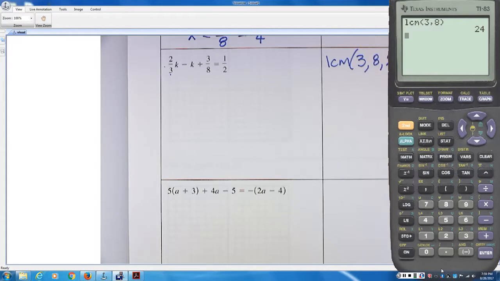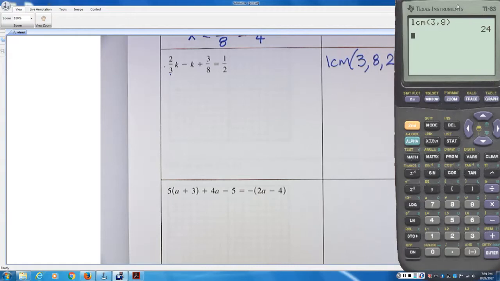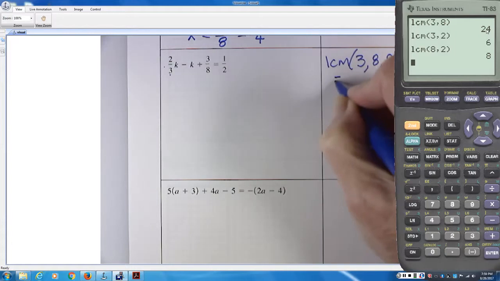So for example, if I didn't realize that 8 was even just like 2 was, and so I didn't really need to put the 2, then I would do the least common multiple of 3 and 8, then the least common multiple of 3 and 2, and then the least common multiple of 8 and 2. And then you pick the largest one. So the largest one is 24. Okay, so the least common multiple of all these together is 24.